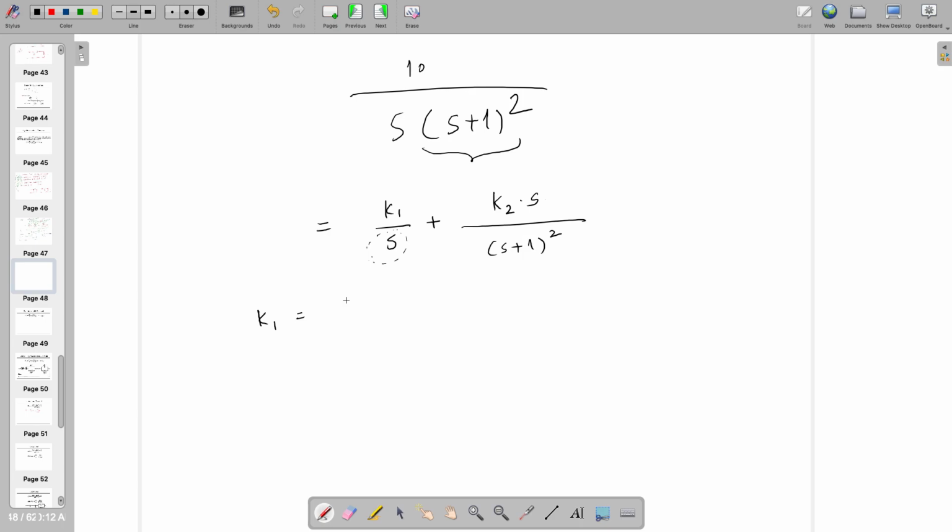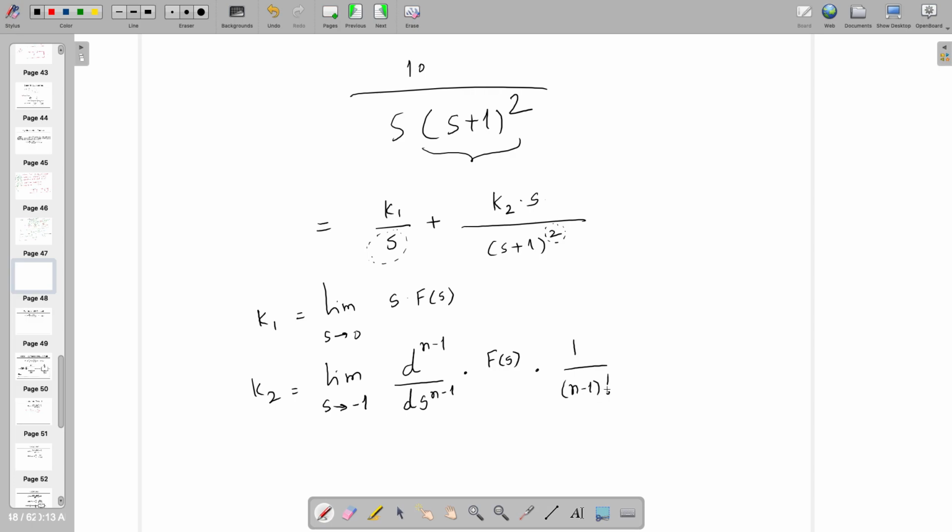So K1 is equal to limit s tends to 0, s times f of s, right? But K2 is equal to limit s tends to minus 1, but the value that comes here will be the derivative of f of s. So n is the order; the order of this one is 2, so I am going to keep 2 here. But when we are doing this, we have to make sure that 1 by n minus 1 factorial has to be added.